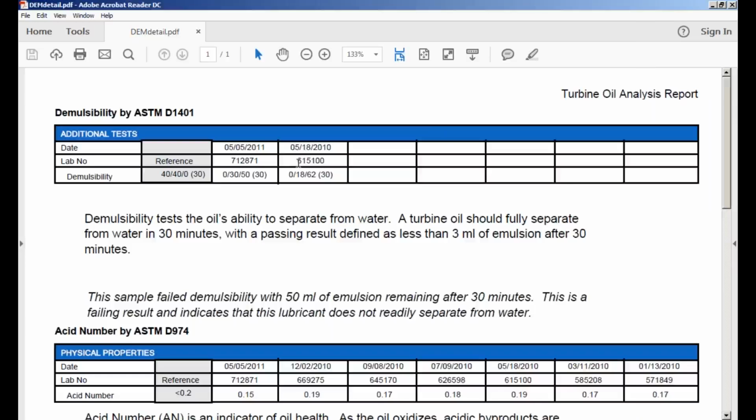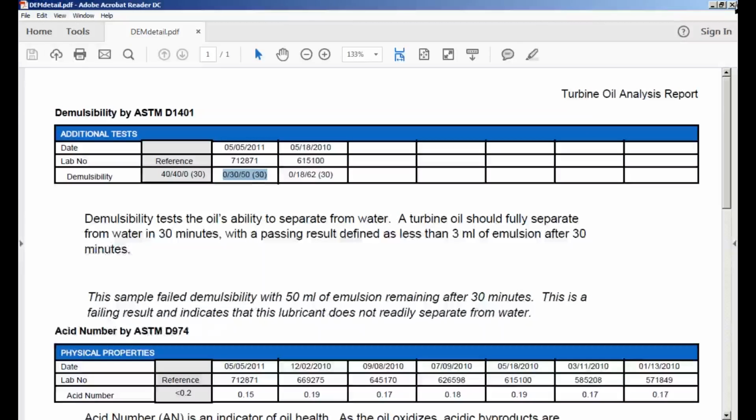So I pulled up a report right now, and I'm taking a look at the detailed section. Here we have a sample that says demulsibility. Our result here is 0, 30, 50 in 30 minutes. The first number is milliliters of clear oil that we saw, followed by milliliters of clear water, and then the emulsion layer. So this has 50 milliliters of emulsion at the 30-minute mark, so that's definitely a failing result. Over in this reference column, you can see that we have a passing 40-40-0 at 30 minutes. And historically, the previous sample on this one failed for demulsibility as well.